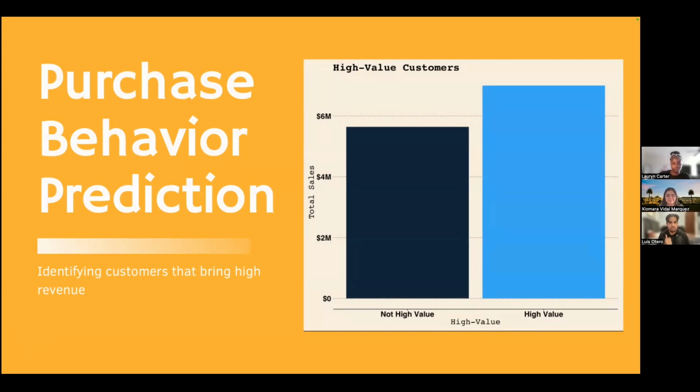I will be covering our next story block, and I'll be talking about purchase behavior prediction. Who are the customers that generated the most company revenue? Specifically, we are examining the probability of high revenue contribution and focusing on identifying customers who are likely to generate significant revenue for the business.